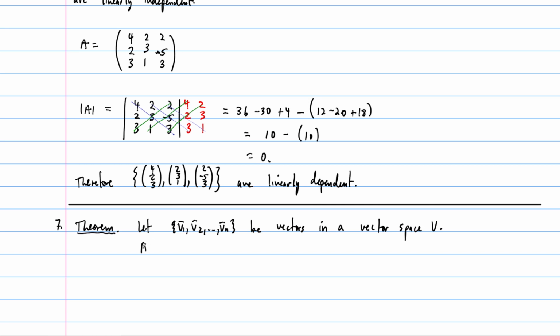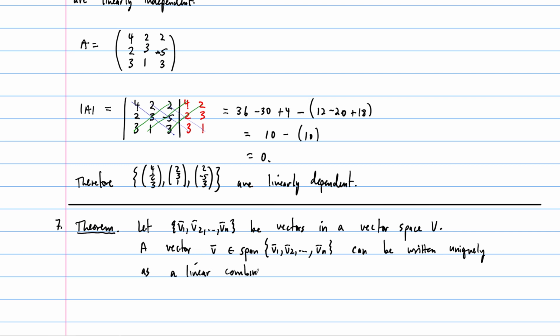The theorem then says a vector V in the span of these vectors. So remember, the span of our vectors always forms a vector space. So a span is always a vector subspace of the vector space, but if a vector V in the span can be written uniquely, that means there's only one way, right? Uniquely, as a linear combination. This is going to be very important moving forward. Linear combination of these vectors v1 through vn.